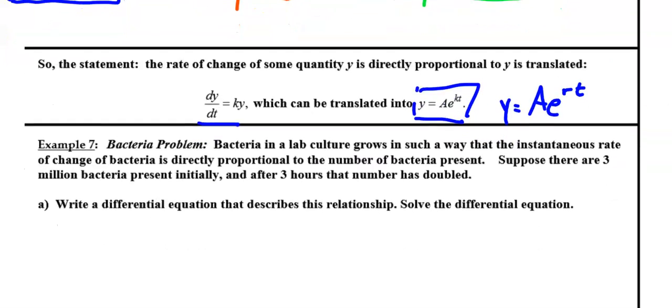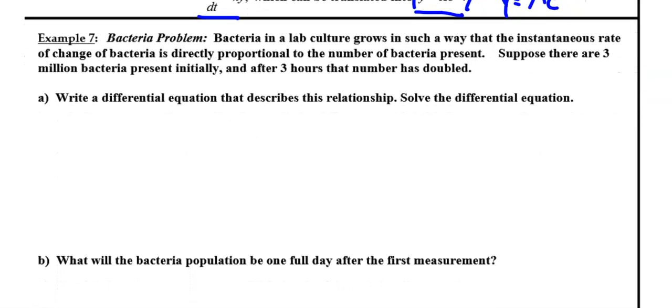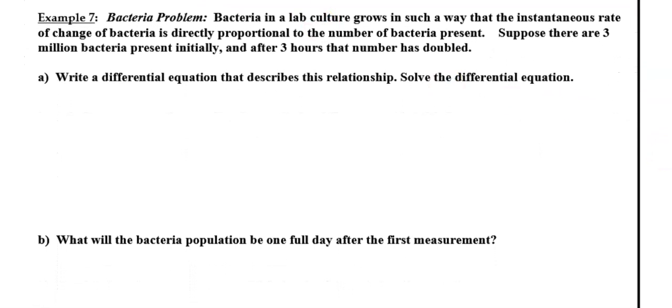All right, so let's go to a classic question for exponential growth and decay. So this is going to be a growth problem. It's a bacteria problem. So it says bacteria in a lab culture grows in such a way that the instantaneous rate of change of bacteria. All right, let's look at that for a second. So instantaneous rate of change of bacteria. So that's going to be our derivative, right? Instantaneous rate of change, we can immediately say that that is going to be a derivative, but it's a change of bacteria.